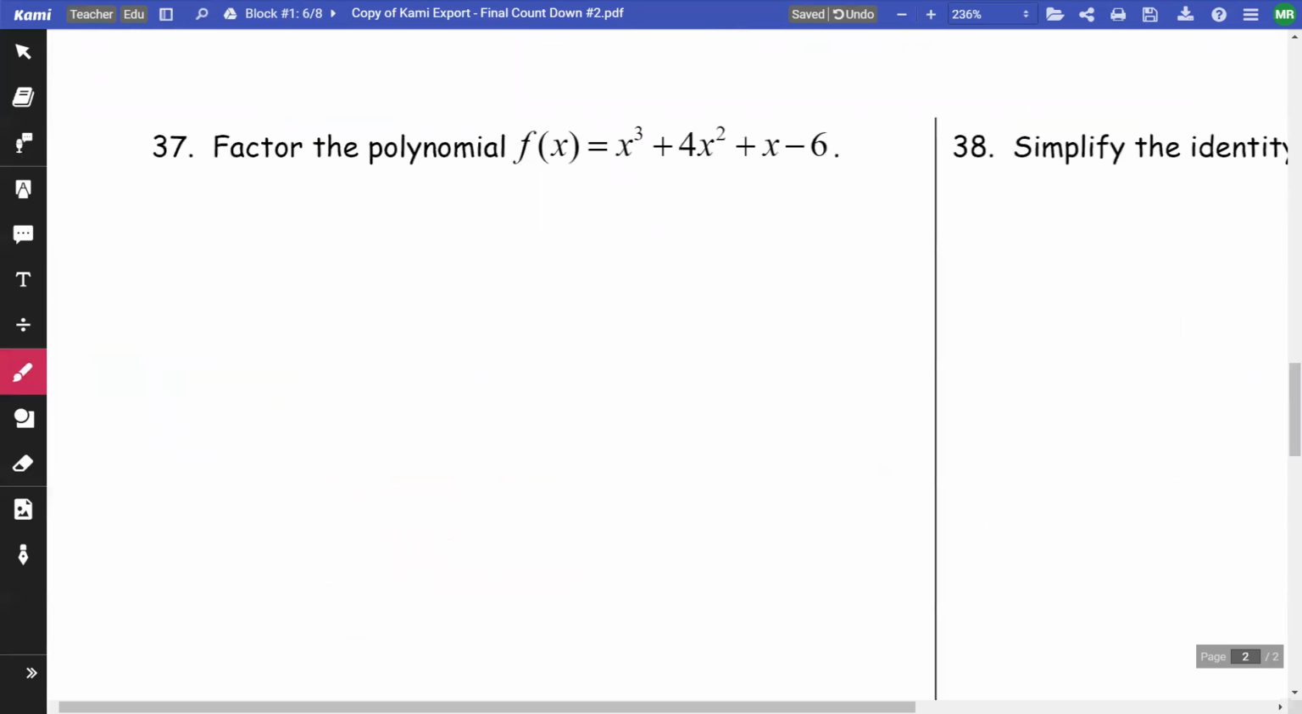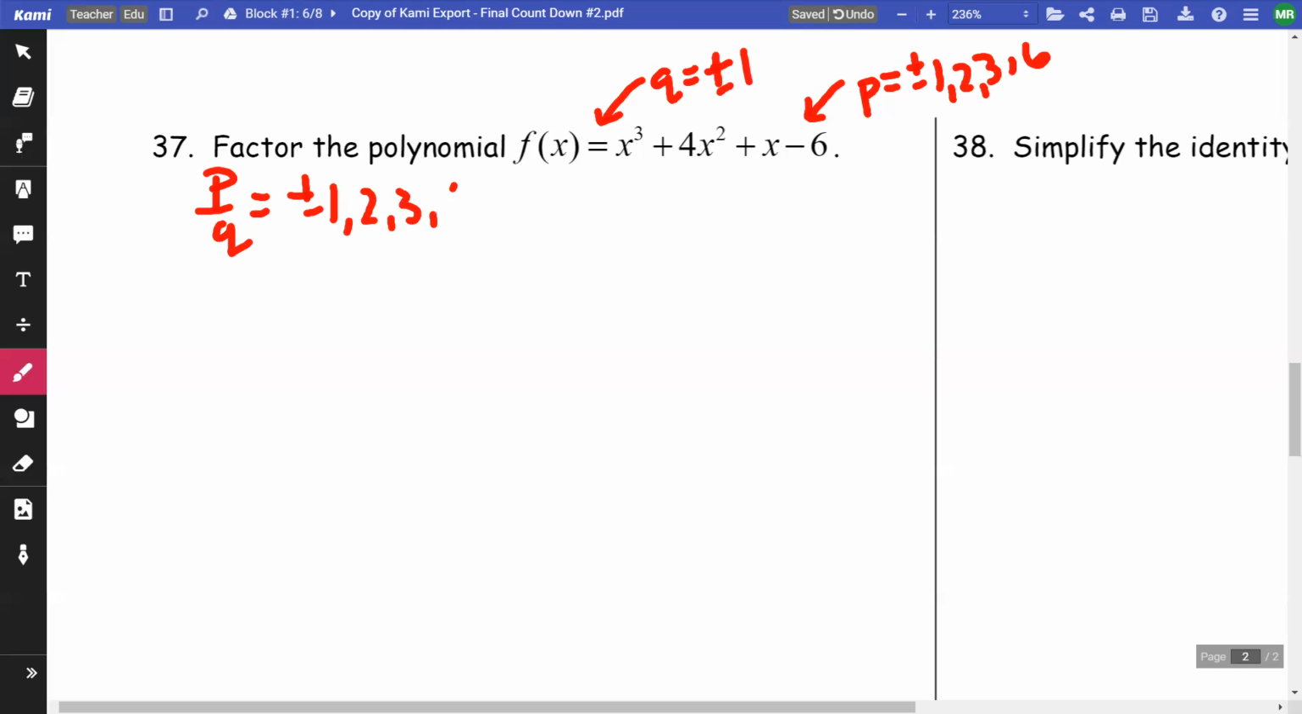Okay, 37, we're going to be factoring this. When we're trying to factor this, I am really trying to find zeros. So I'm looking at p over q. My p are going to be all factors of -6, which are plus or minus 1, 2, 3, 6. My q is 1, so that would be plus or minus 1. So when I do p over q, I'm really just going to get plus or minus 1, 2, 3, 6. Those are the ones I'm going to try. So I'm going to do synthetic division.